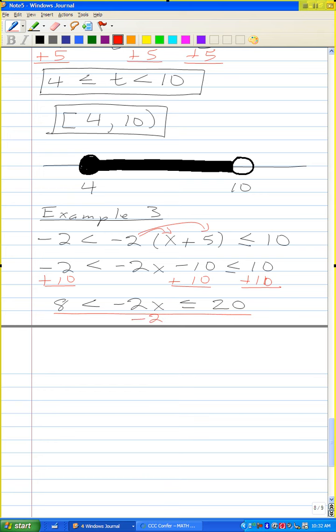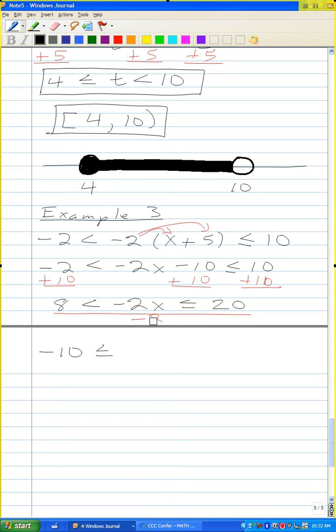And so if I do that, well, let's see. It says I'm going to have to switch around the inequality. So I have to switch around everything. So let's look at the 20. 20 divided by negative 2 is a negative 10. And I have my less than or equal to. So let's write the less than or equal to.